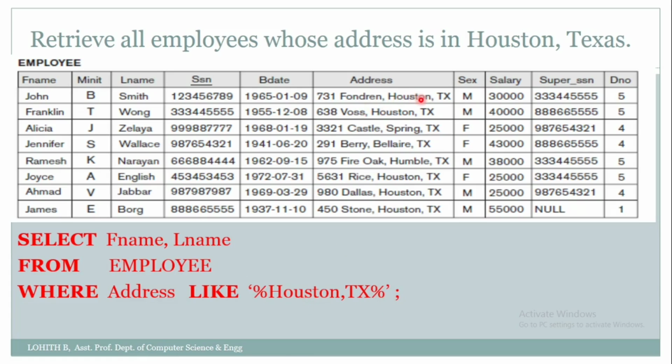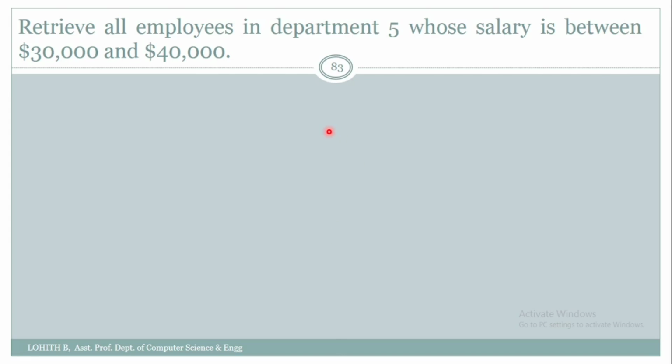So as you can see here, first, second, third, fourth and fifth, these 5 rows will be selected. Okay, so this is about pattern matching. Let us understand the BETWEEN operator. Retrieve all employees in department 5 whose salary is between 30,000 and 40,000.